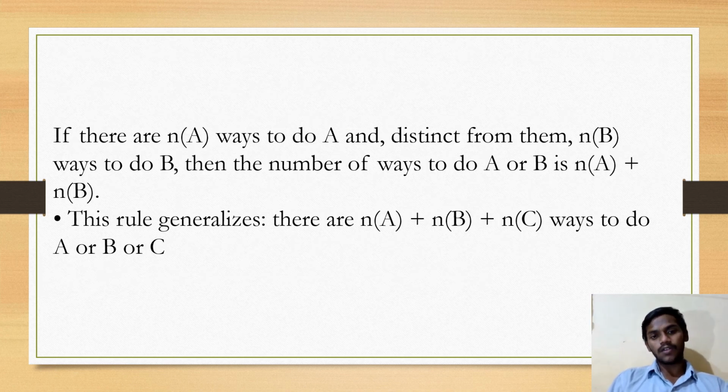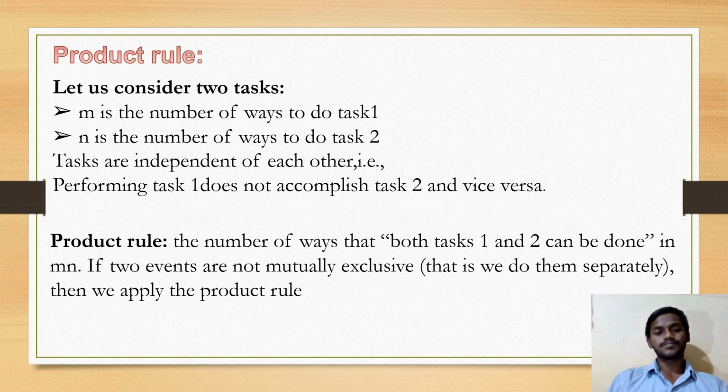If there are n of A ways to do A and, distinct from them, n of B ways to do B, then the number of ways to do A or B is n of A plus n of B. This rule generalizes. There are n of A plus n of B plus n of C ways to do A or B or C.